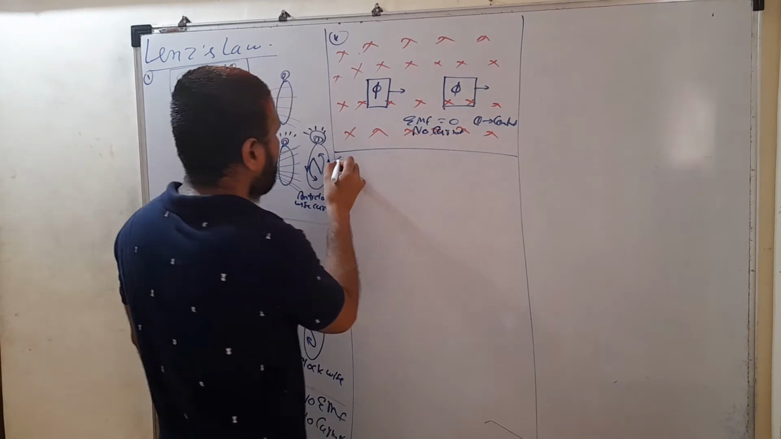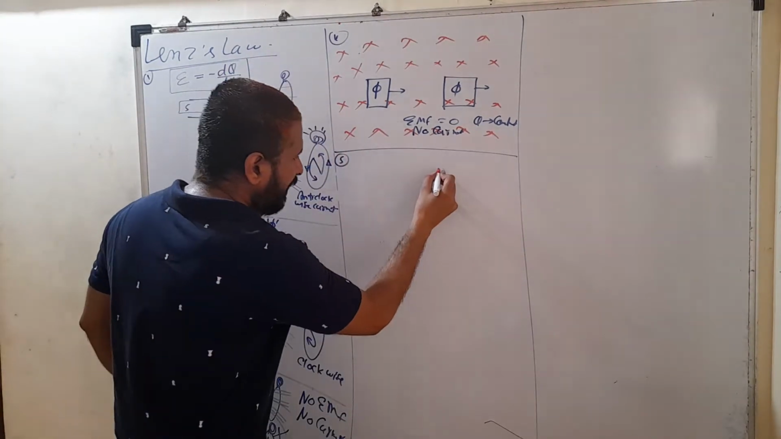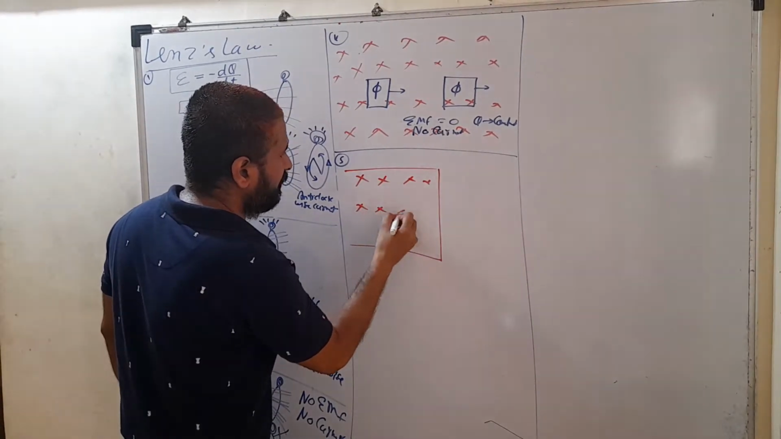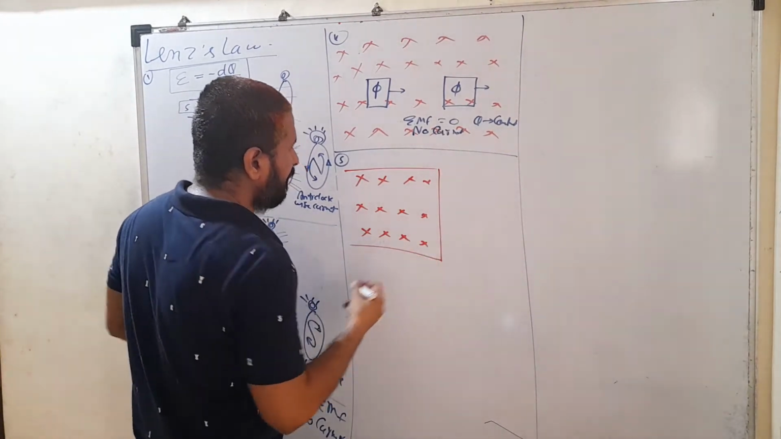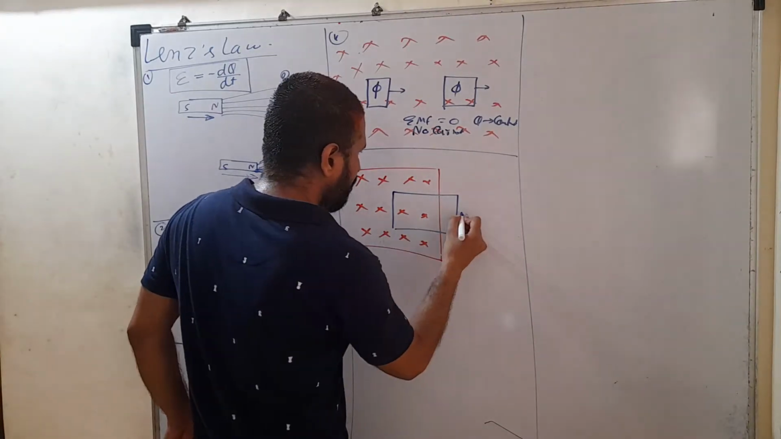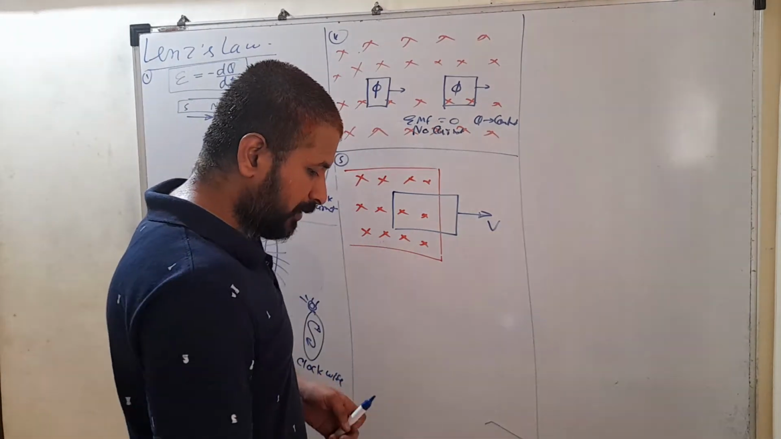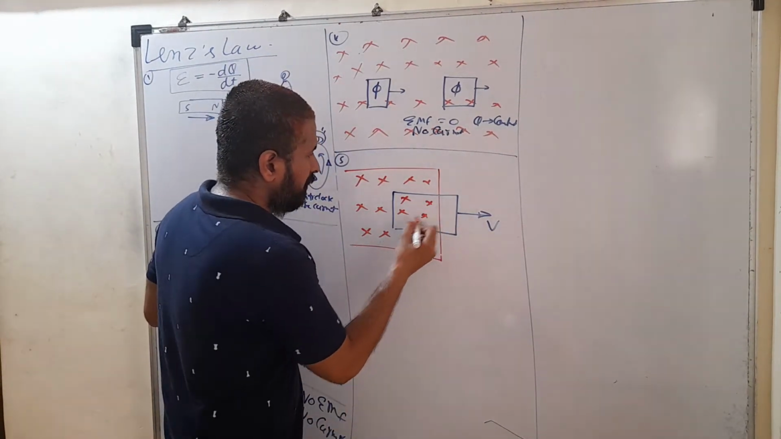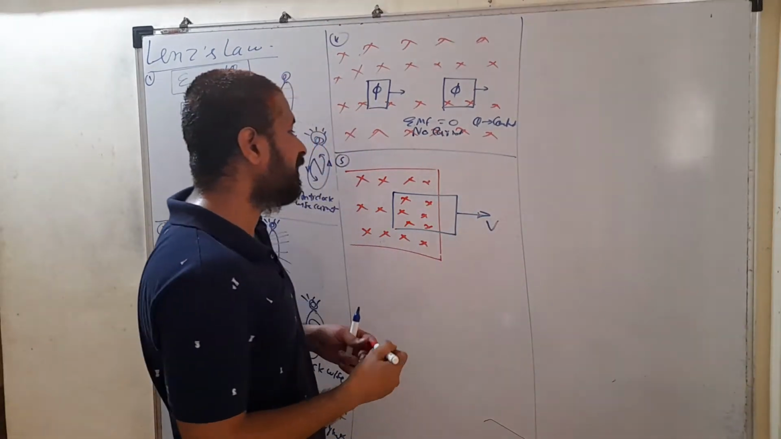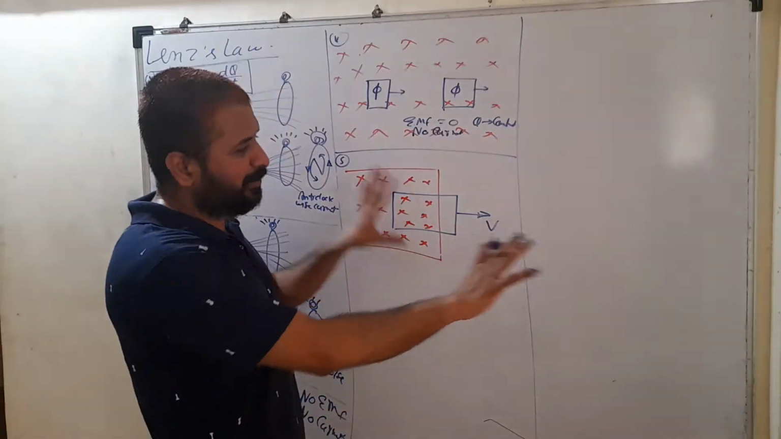And in the next case, suppose you are pulling this frame out of that magnetic region, this is the range where magnetic lines are there, and you are pulling that frame out of that magnetic region. So if you are pulling this frame out of that magnetic field, there is a decrease in flux. So due to decrease in flux, EMF is induced.